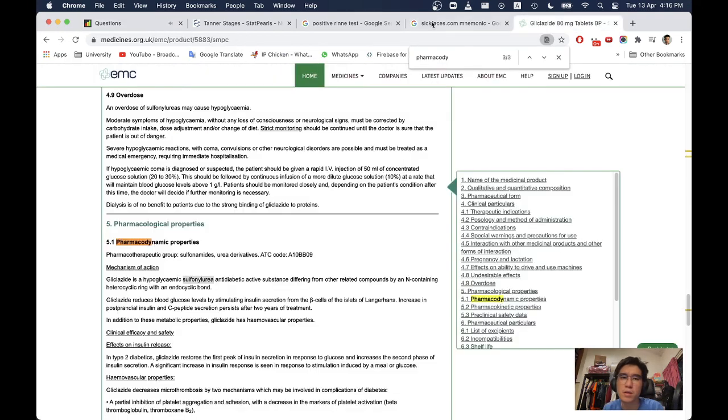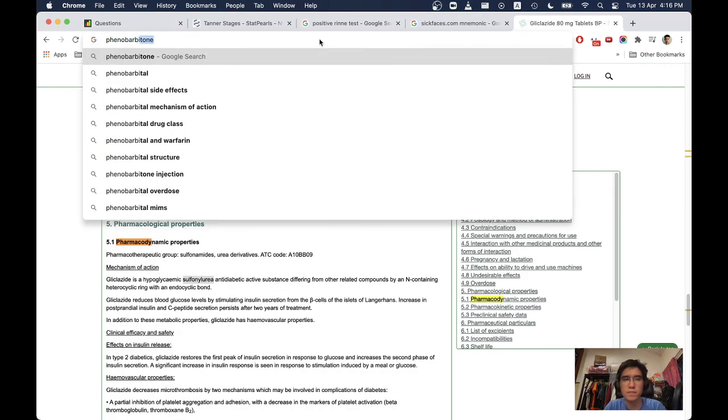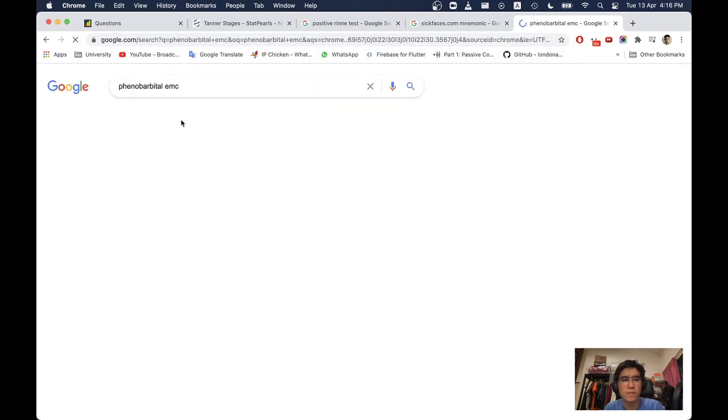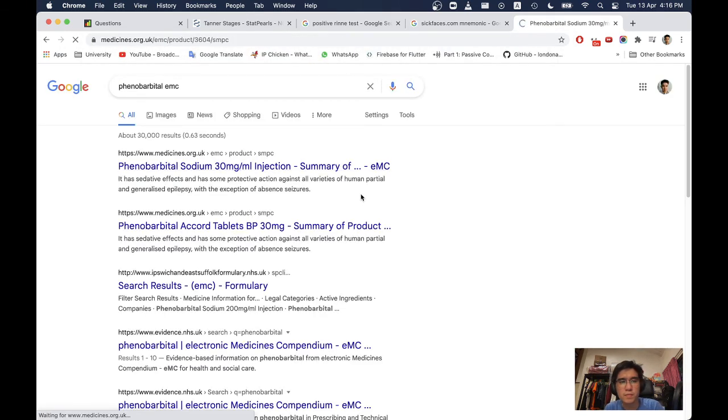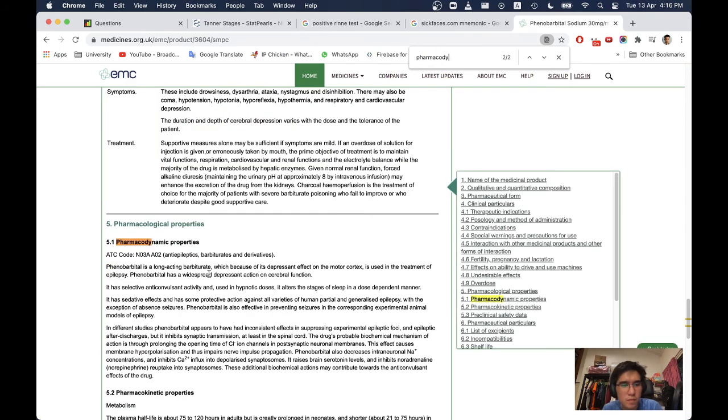It's phenobarbital, the barbiturate. It's a long-acting barbiturate.